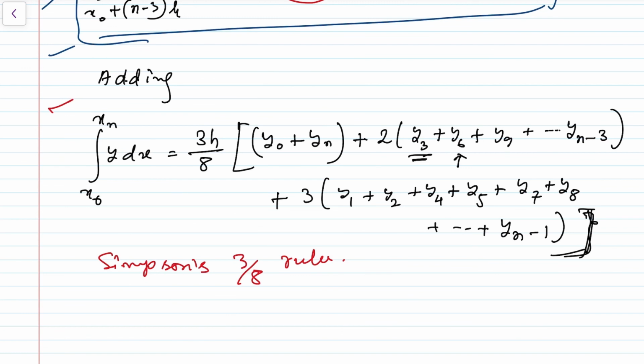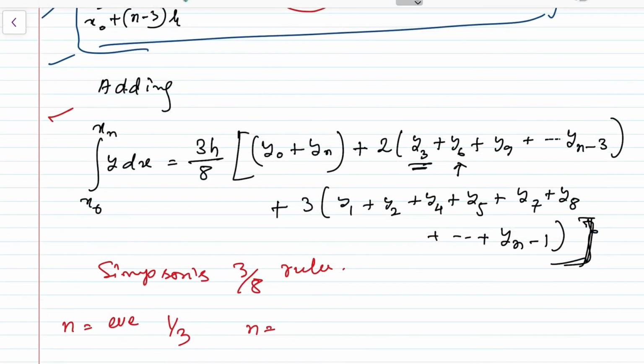And remember one more important thing. If you need to evaluate such integrals for n equal to an even number, then we will use the 1 by 3 rule, and for n equal to a multiple of 3, not only odd, then in this case we will use this 3 by 8 rule. So hope you have understood this.